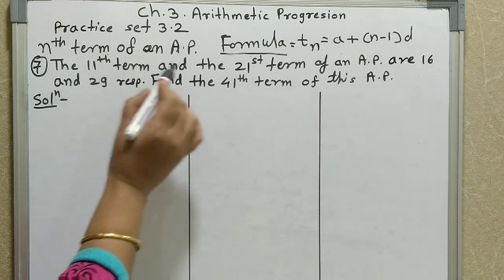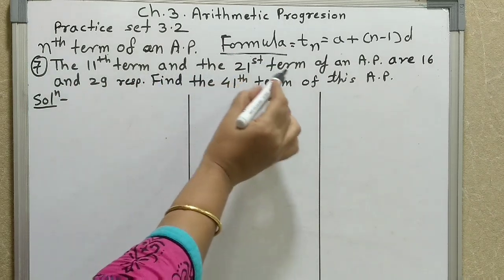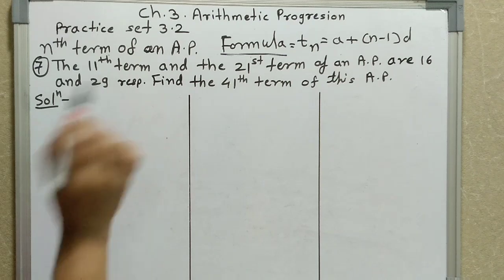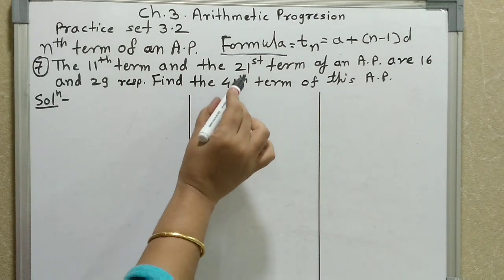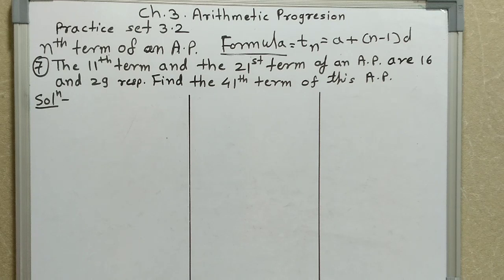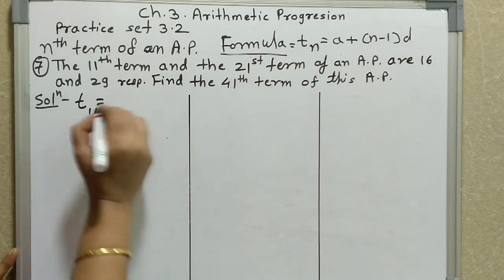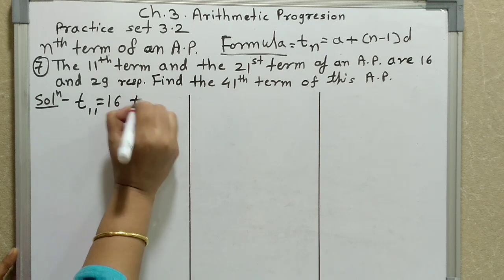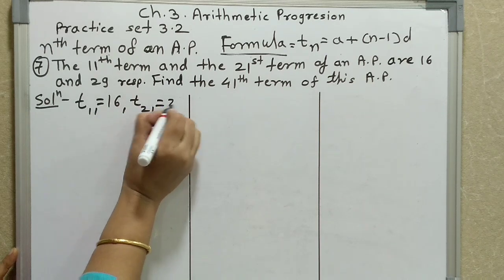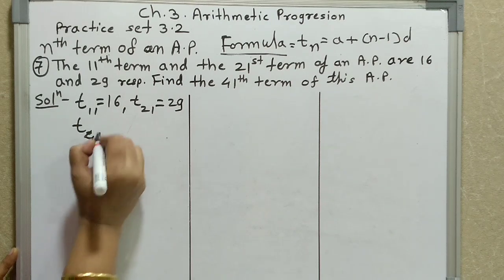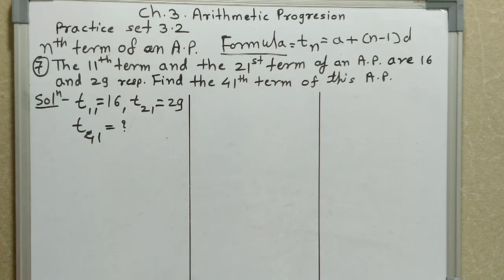The 11th term and the 21st term of an AP are 16 and 29 respectively. Find the 41st term of this AP. So first we write T11 is equal to 16 and T21 is equal to 29. We find out the T41 term.